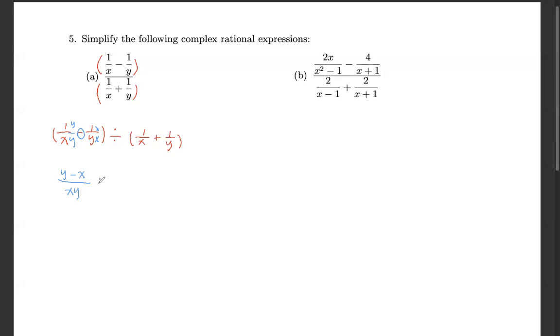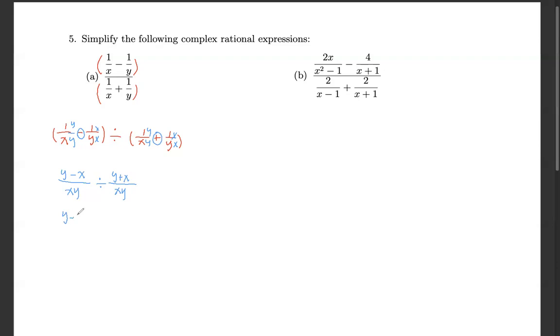Then divided by, we're going to do the same thing for the second one. We're going to multiply y over y, x over x, because y over y is 1, x over x is 1. Anytime we can multiply anything by 1, it's still itself, it doesn't change anything. Now we have a common denominator of xy. Perform the operation, which is addition with the numerators, which is y plus x.